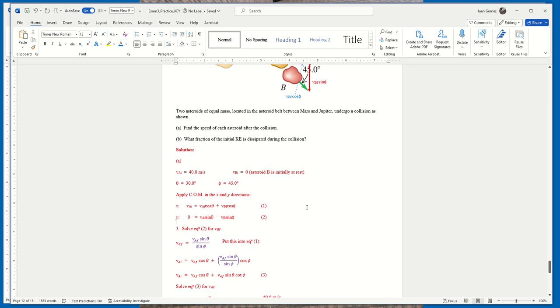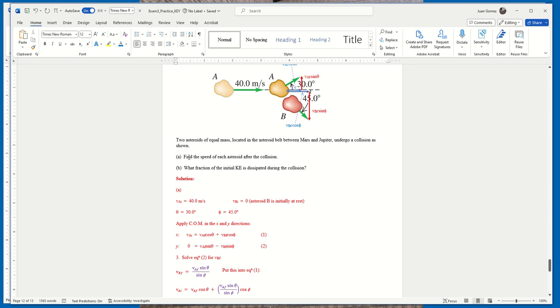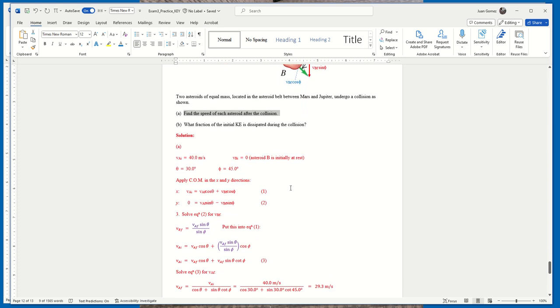Okay, so you have two equations, and in this case I want the speed of each asteroid after the collision. I want VAF and VBF. What I did is I solved equation 2 for VBF, got an algebraic expression for VBF, and put that expression into equation 1. That's how I got this equation right here.